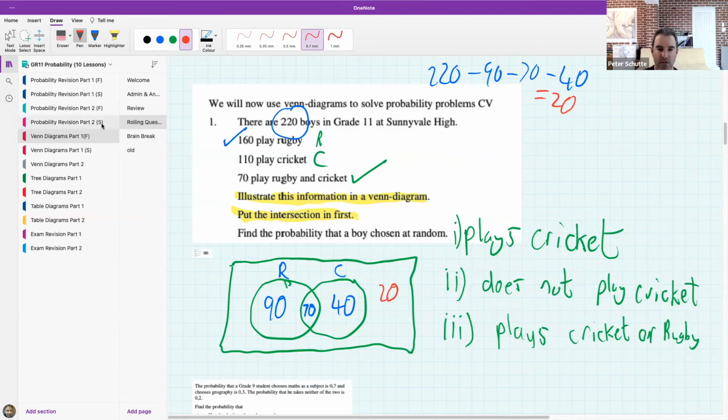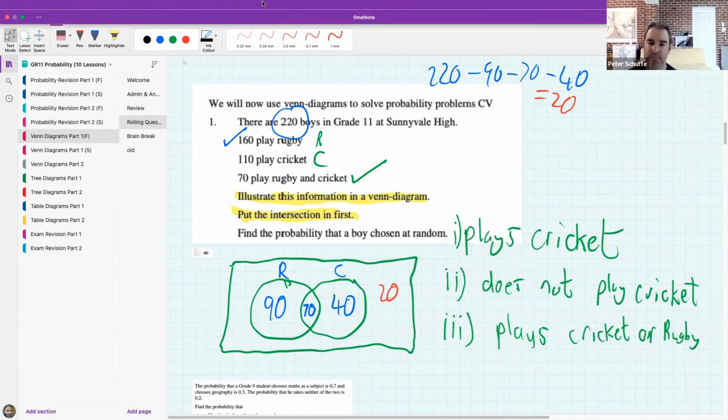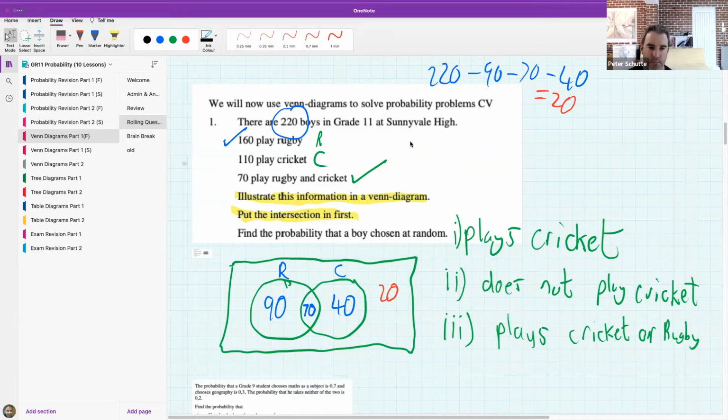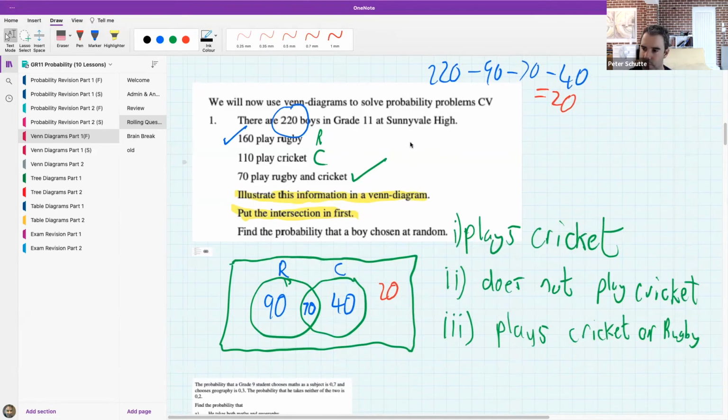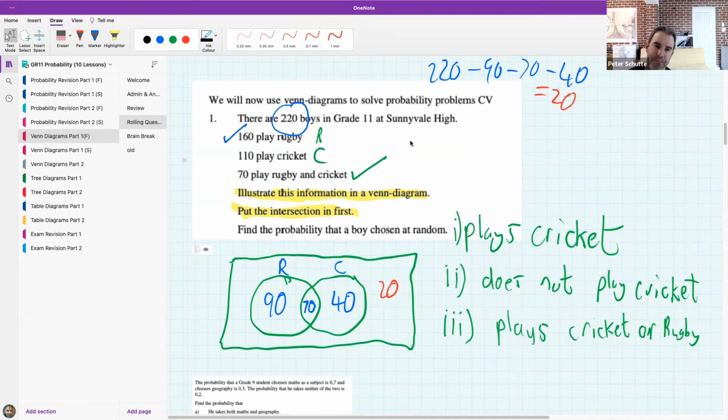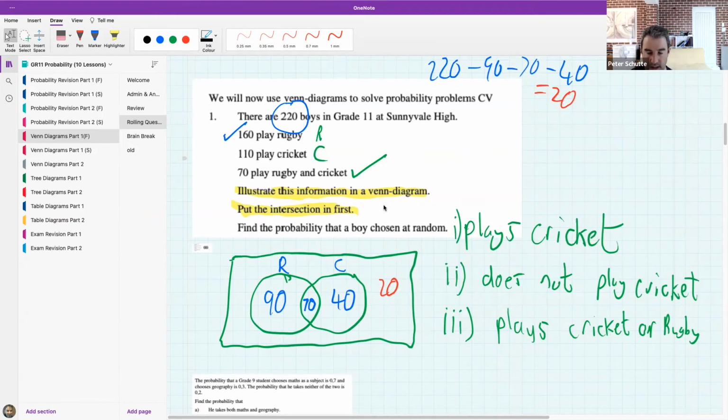Okay, so now that we've solved our Venn diagram, we can start to try and answer the questions. So what is the probability that a randomly chosen boy plays cricket, and then does not play cricket, and then plays cricket or rugby?